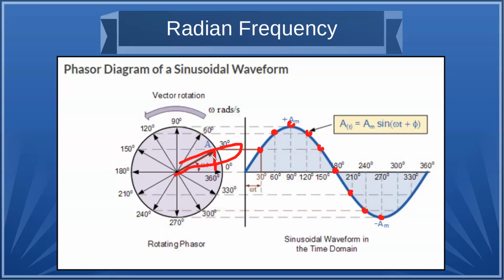Now, we call each of these angles in here phase. So in other words, this is a 30-degree phase angle, 60, 90, 180, which would be half of the waveform.